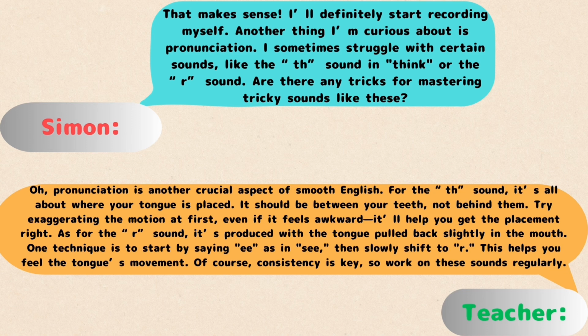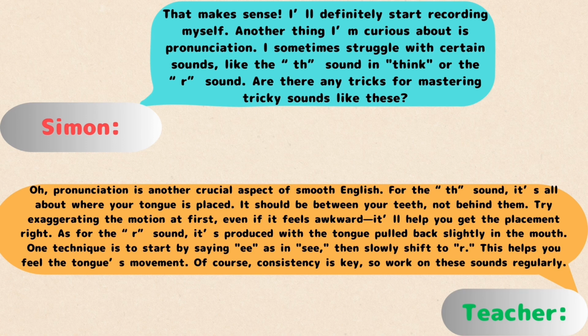Pronunciation is another crucial aspect of smooth English. For the TH sound, it's all about where your tongue is placed. It should be between your teeth, not behind them. Try exaggerating the motion at first, even if it feels awkward. It'll help you get the placement right.